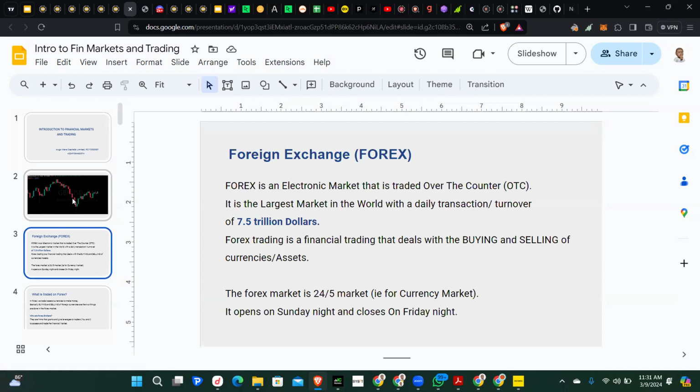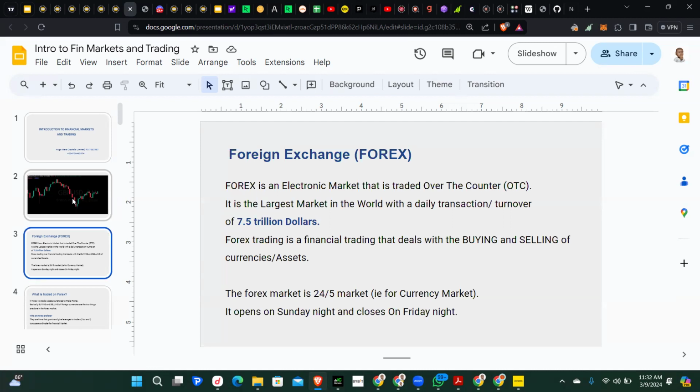So what is Forex? Forex is an electronic market that is traded over the counter. Now let's bring this home. Most of us have done one or two transactions, maybe with the aboki on the street or with your friend around. You've done one or two exchanges. So you're actually exchanging one thing with another person. That is an exchange. Yes, so that same thing is also Forex.